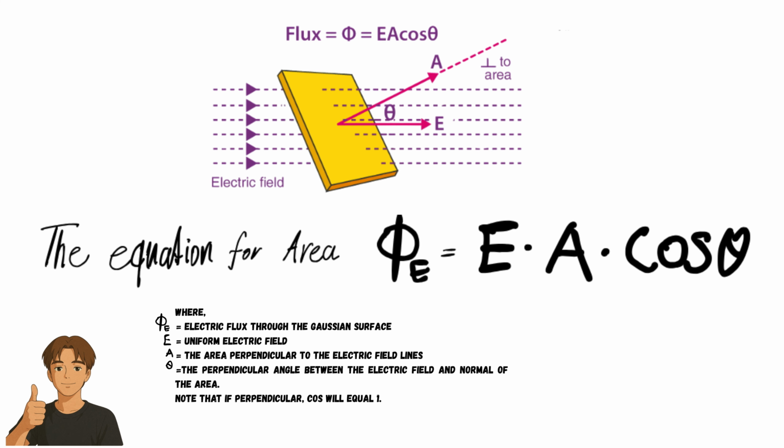For area, we then use the formula phi equals E times A times cos theta, where phi equals the electric flux through the Gaussian surface, E equals the uniform electric field, A equals the area perpendicular to the electric field lines, and theta equals the angle between the electric field and the normal of the area.